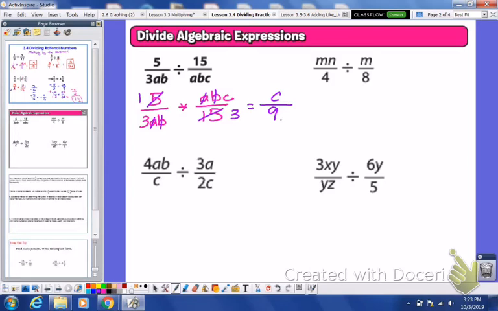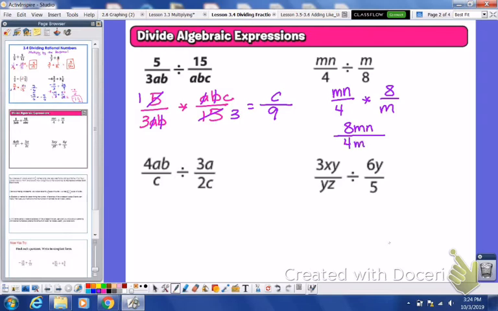If we take a look at the second one, mn over 4 divided by m over 8. So keep mn over 4 times the reciprocal of m over 8, which is 8 over m. And if you don't want to reduce at the beginning, I'm going to go ahead and multiply on this one just so you see another example of that. It's been a little while. So mn times 8 gives us 8mn, number always comes first, over 4m.